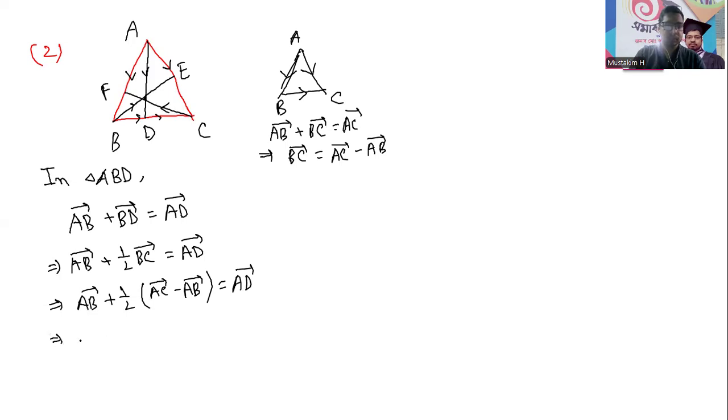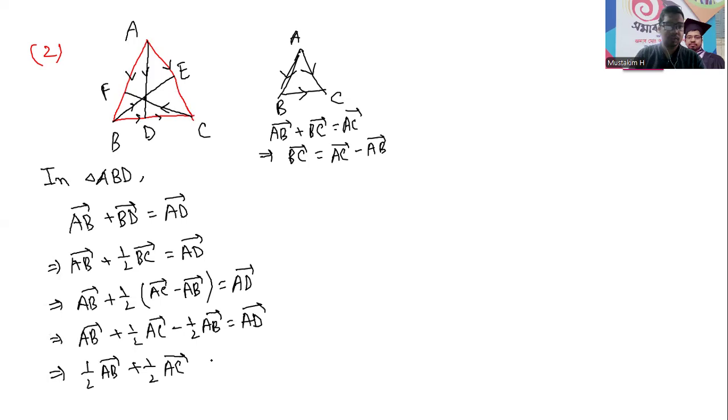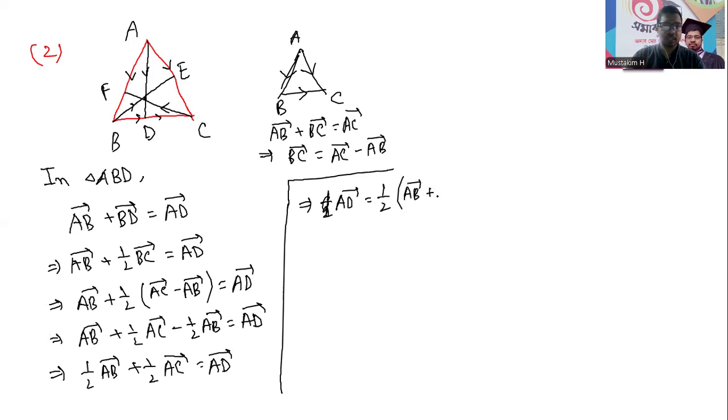Now AB vector plus half of AC vector minus half of AB vector equal to AD vector. So AB vector minus half of AB equal to half of AB vector plus half of AC vector equal to AD vector. Now, AD vector equal to half of AB plus AC.